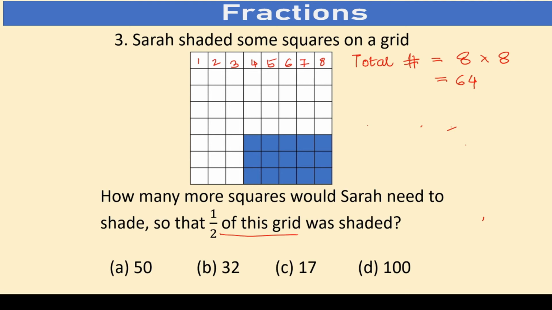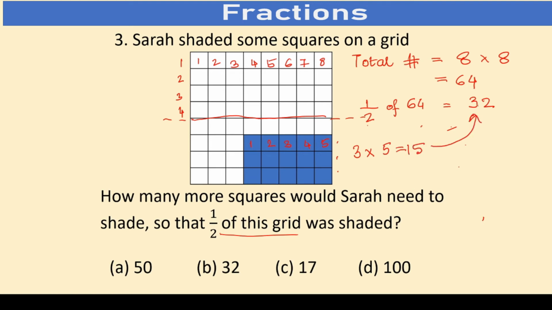Now half of 64 is 1, 2, 3 and 4 rows, after the 4th row, because there are 8 rows in all. Now another easy way to find it is, let's find half of 64, which is 64 divided by 2, that will be 32, and of that 32 we have 1, 2, 3, 4, 5 rows and 3 columns shaded.